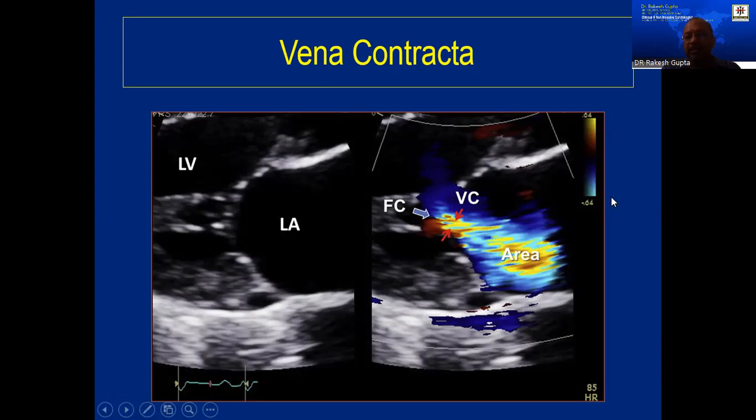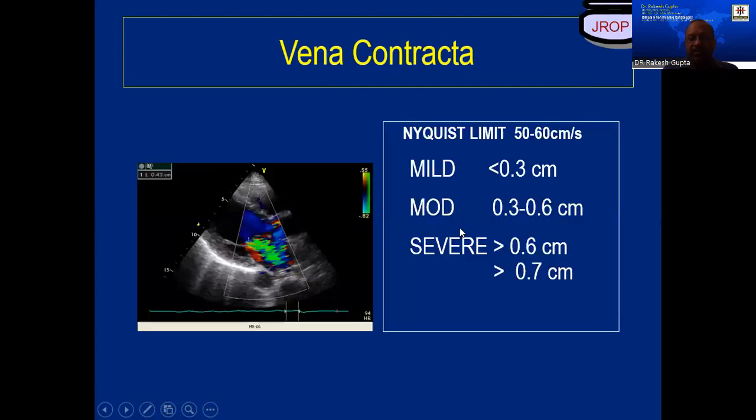Nyquist limit 50 to 60. This is lower than the limit, but it has to be 50 to 60 to give you exact values. And if you have severe mitral regurgitation, anything more than 0.7 centimeter or 7 millimeter is considered severe mitral regurgitation.